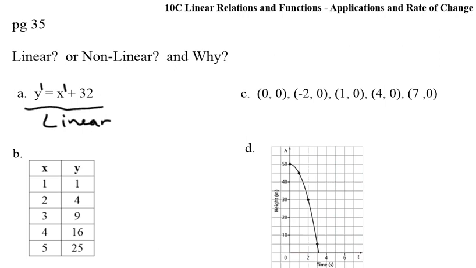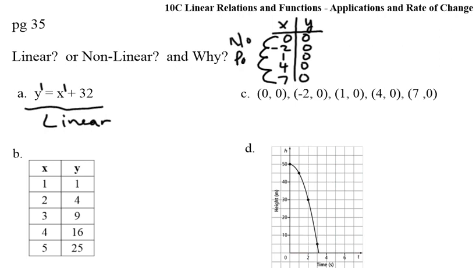C, ordered pairs. Well, we didn't really have a rule for ordered pairs. But what I like to do is understand that other forms can give us the same information. Our first point is 0, 0, negative 2, 0, 1, 0, 4, 0, 7, 0. So with that, do we see a pattern consistent in our x values? There's no pattern existing. Yet we have a pattern here of increasing by 0. So this is not linear.